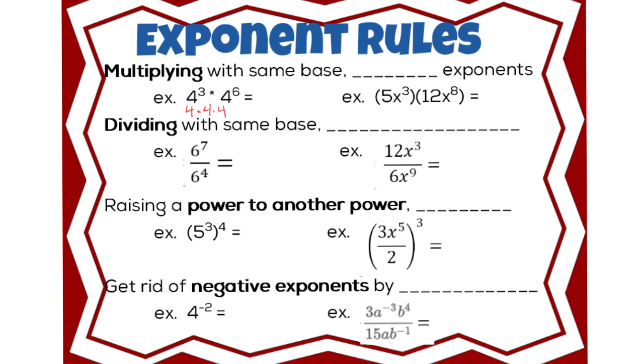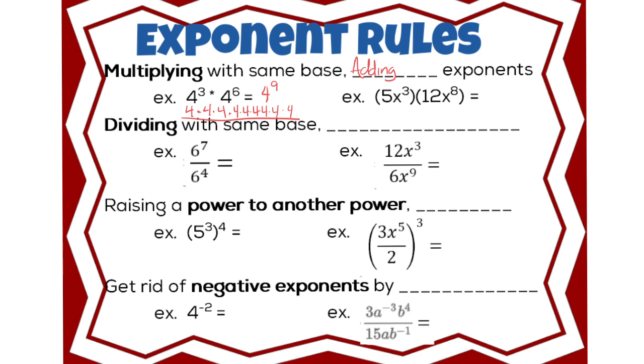I see this written. It's a 4 times 4 times 4, and then another 4 times 4 times 4, and I got 6 more of them here. And so when I look at that, in my head, I'm thinking, okay, so I got 3 here, I got 6 more here. I have a total of 9 of these. So this is a 4 to the 9th power. So what you're doing is if you are multiplying here, then you are going to be adding those exponents together. That's the rule.